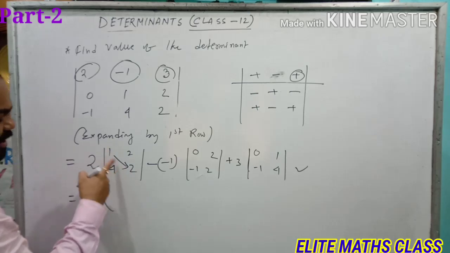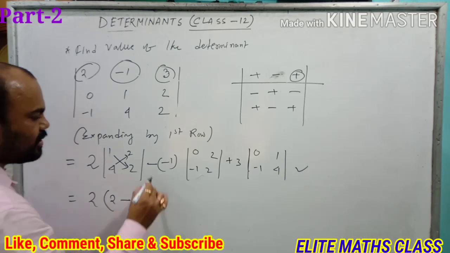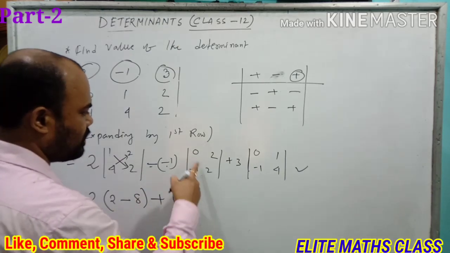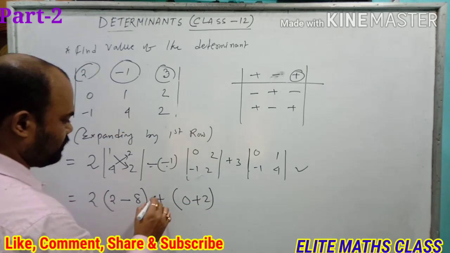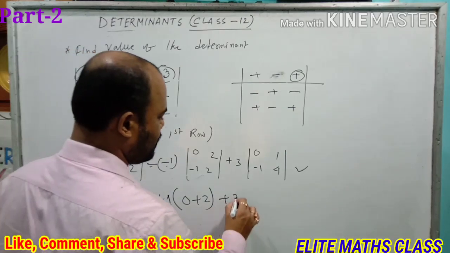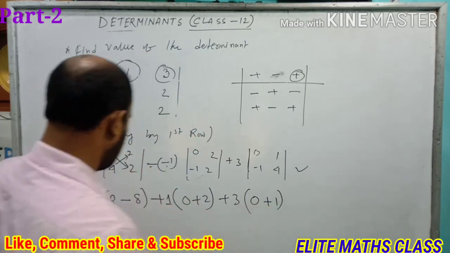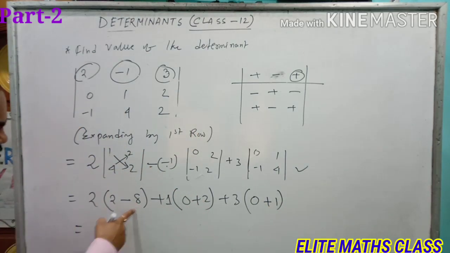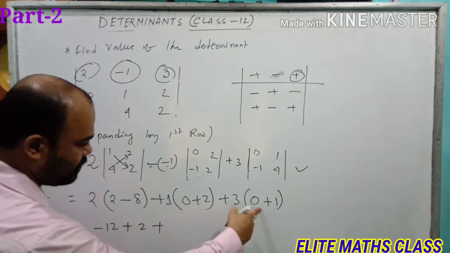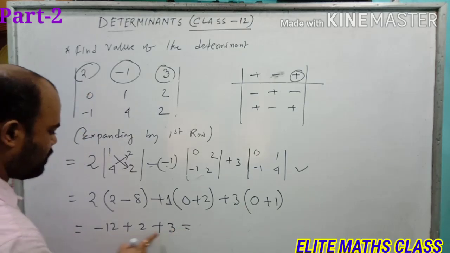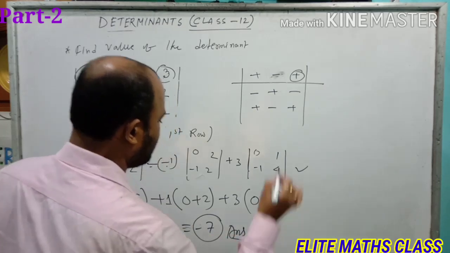Just multiply the principal diagonal elements. 2 into (2 into 2 minus this into this) is 8 minus minus plus 0, this into this 0 minus minus 2, that will be plus 2, 1 into plus 2, plus 3, this one 0 minus minus 1, that will be plus 1. So here it is 2 into (2 minus 8) minus 6, minus 1 into (0 plus 2) is 2 minus 2, plus 3 into (0 plus 1) is 3. So the total is minus 7. This is the value of the determinant.